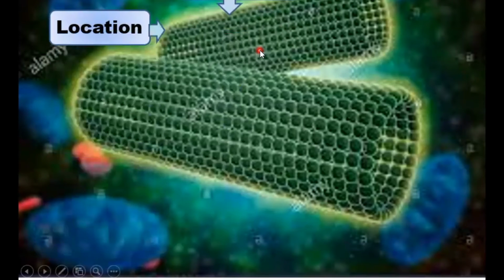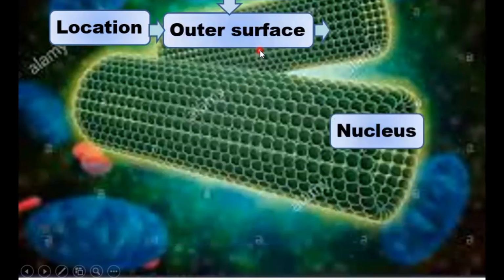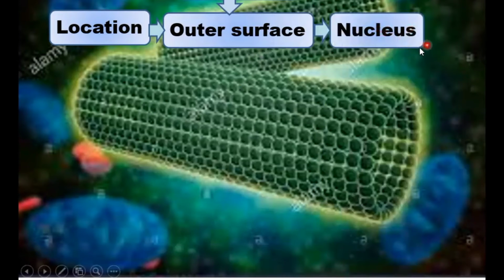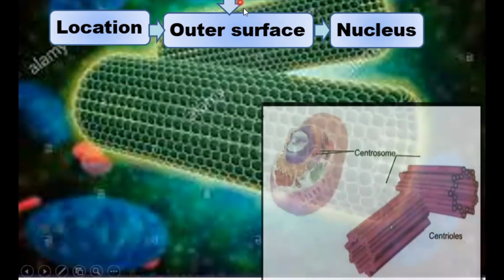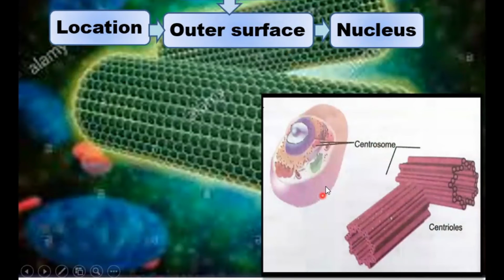So it is located on the outer surface of the nucleus. And we know about the nucleus that the central part of the cell is known as the nucleus. And on the outer surface of the nucleus, we have the organelle that is hollow and cylindrical, that is the centriole. For example, as you can see here in the diagram, the central part is the nucleus, and on the outside, we have the organelle, that is the centrosome.